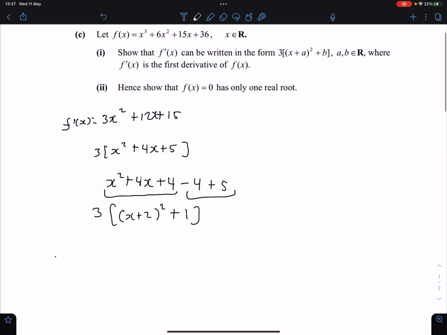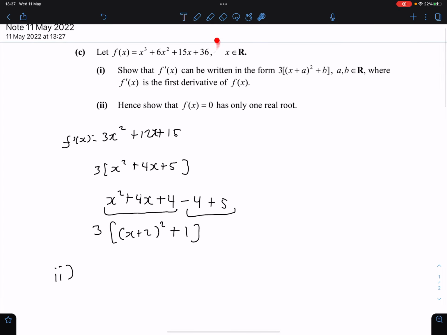So we want to look at part 2 now. Hence, show that f of x is equal to 0 has only one real root. Looking at this question, a lot of students would not read it properly. It's important that they're saying f of x is equal to 0, so it's actually the original function, not the derivative. So we need to refer back to the original function.